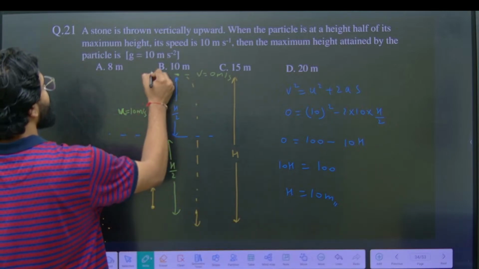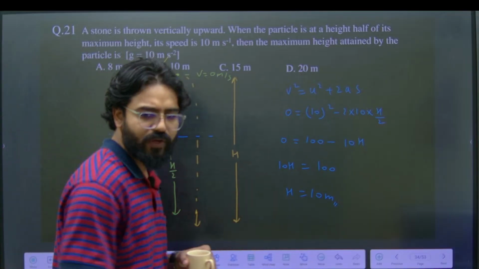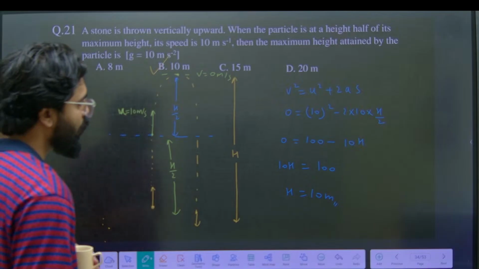Hey, no one is going to Delhi, we are going as well, but over here the answer is Bombay. Question number 21, the answer is Bombay.